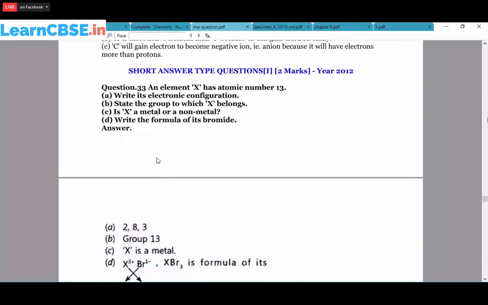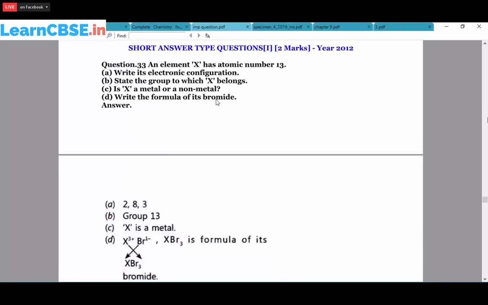Okay, next one. The element X has the atomic number 13. Write its electronic configuration. It is 2, 8 and 3. State the group to which X belongs. As it has atomic number 13, it belongs to group 13. Is X a metal or a non-metal? X is a metal because there are 3 electrons in the outermost shell, so it can easily lose the 3 electrons instead of gaining 5 electrons.